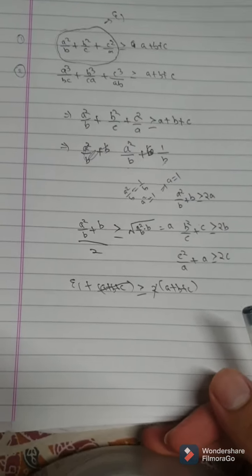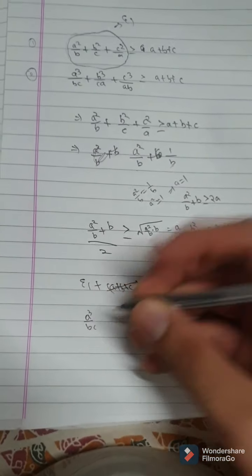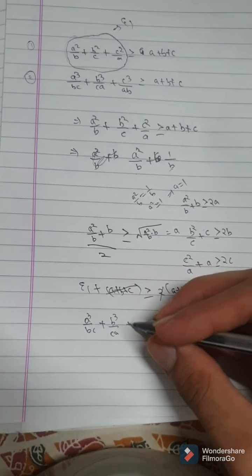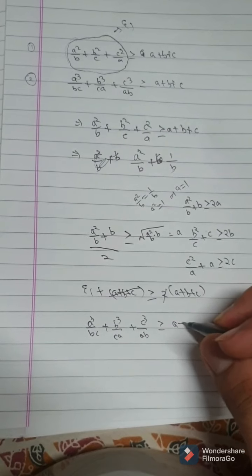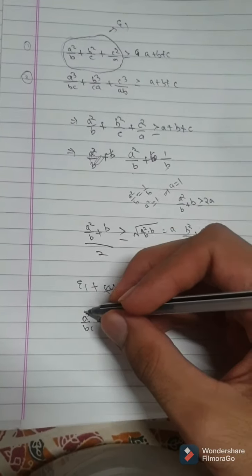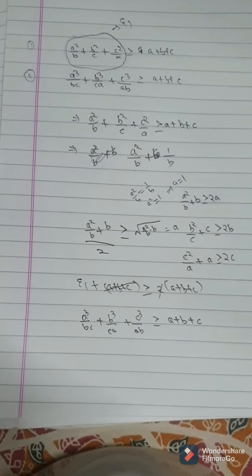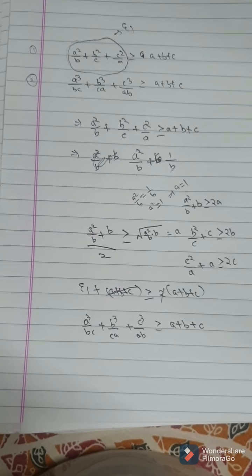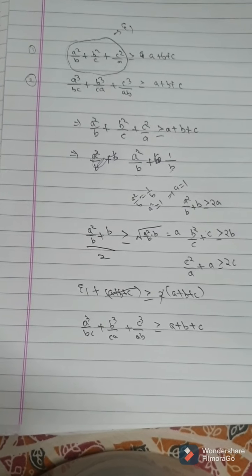See, observe what is given: a cube by bc plus b cube by ca plus c cube by ab is greater than or equal to a plus b plus c. Now also check here the degree of expressions. This is degree 3 in the numerator and degree 2 in the denominator. Means it is a degree 1 expression. Means a cube by bc can be equal to a, not 1 upon a, for many values of a.